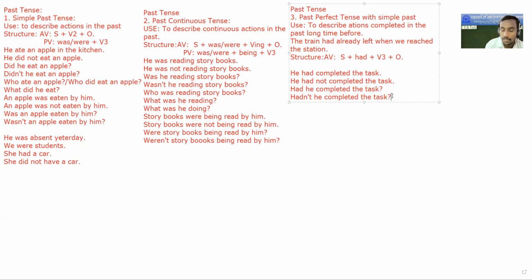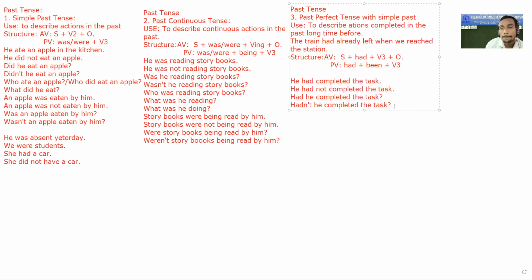Okay. Then let's think, can we make passive here? Yes, sir, we can. So let's make it passive. What will come in passive? Object, plus had, plus been, plus V3. And then the main verb, which is already in V3, the same verb form we are going to use here.